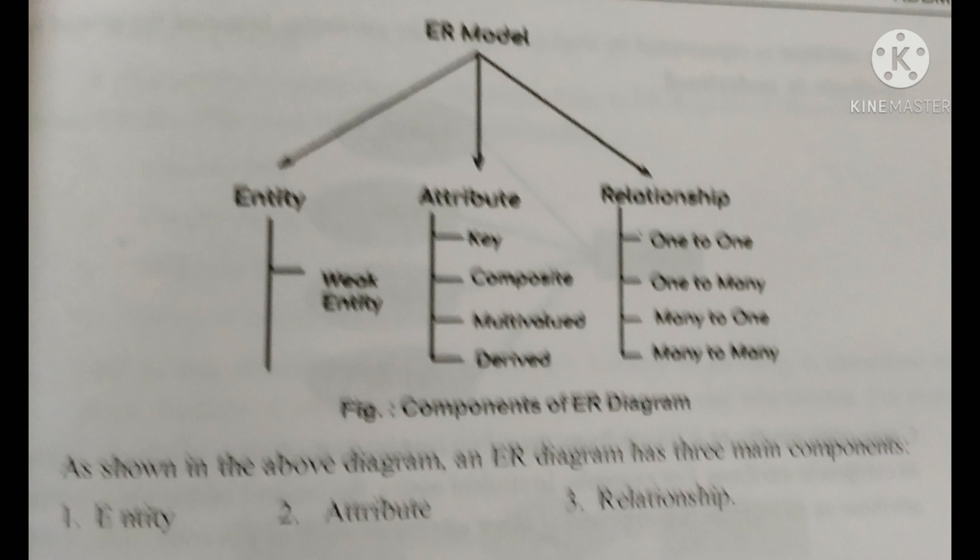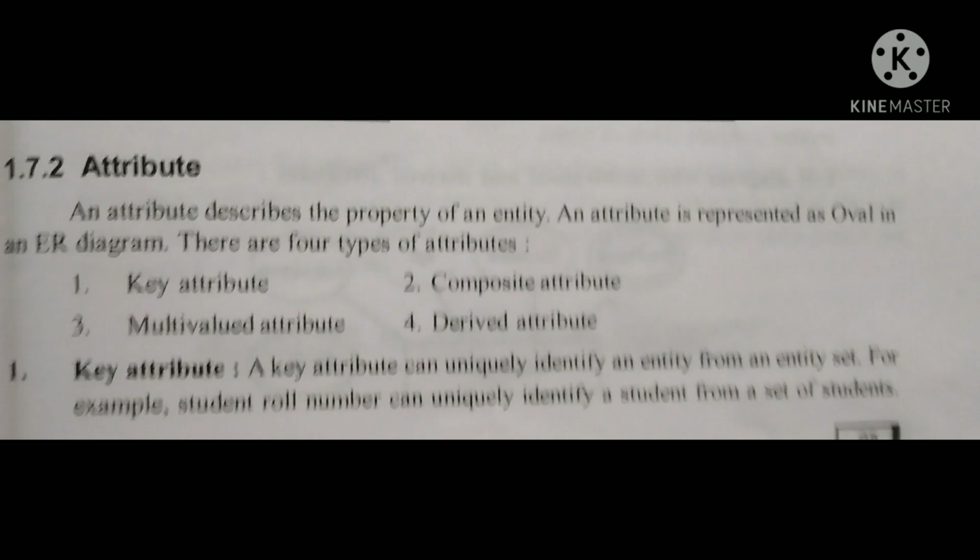For example, a bank account cannot be uniquely identified without knowing the bank to which the account belongs. So, bank account is a weak entity, with bank as the related entity. Then you can go for the attributes.